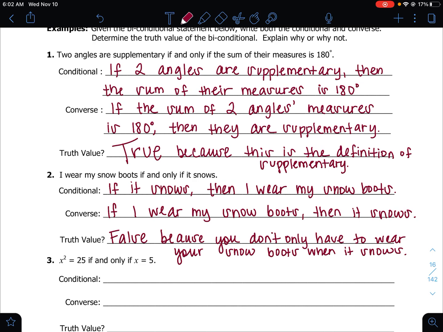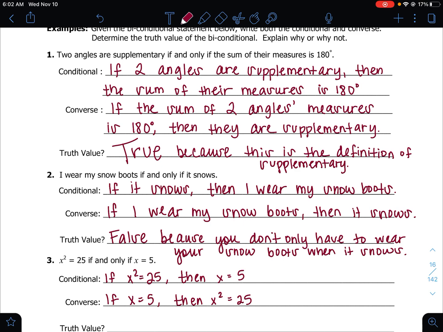Number 3. x squared equals 25 if and only if x equals 5. Okay, so the conditional we could write: if x squared equals 25, then x equals 5. Converse: if x equals 5, then x squared equals 25.